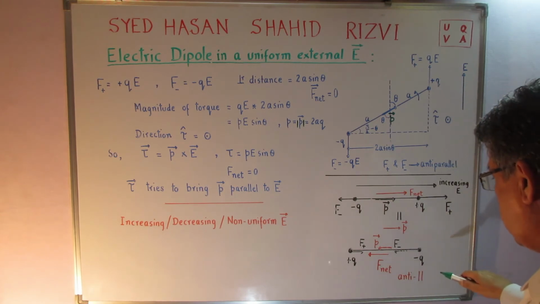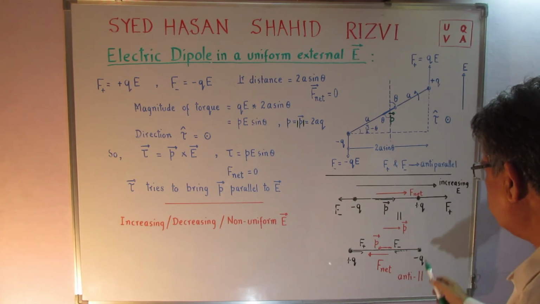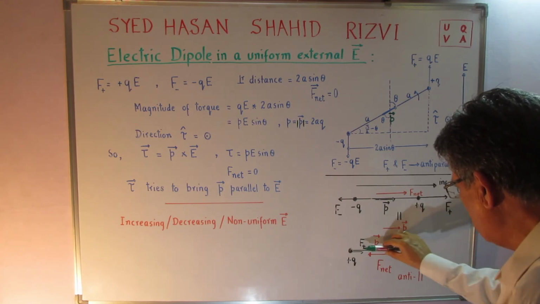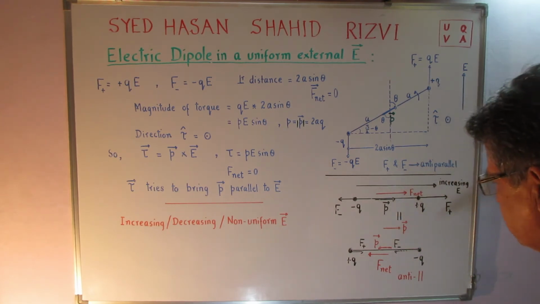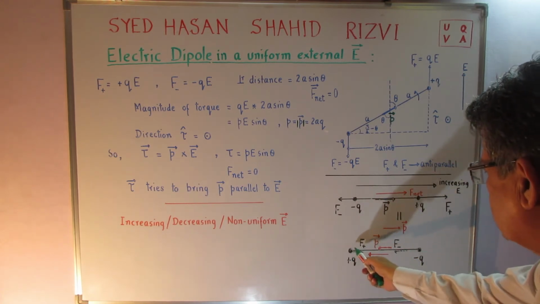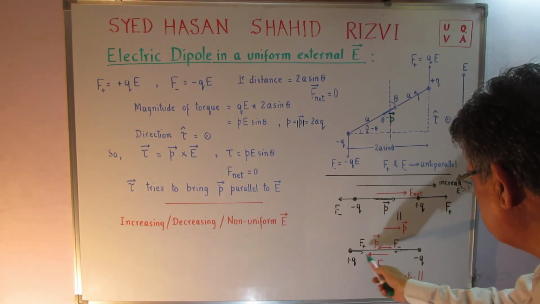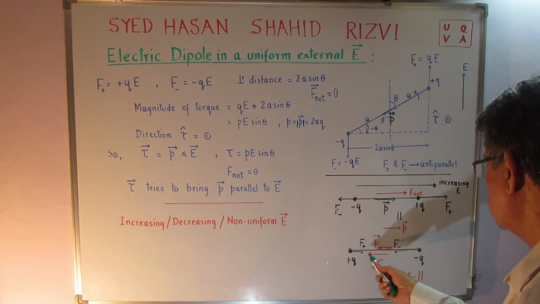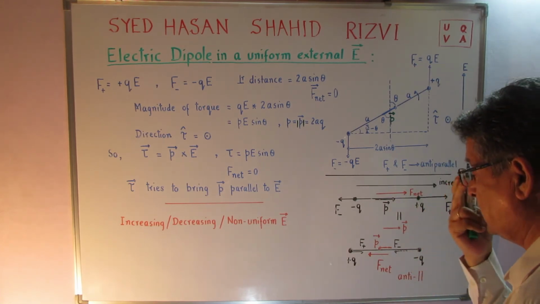But if I keep this dipole anti-parallel, that is the dipole moment vector is like this and the increasing electric field is like this, then in that case the force on the negative charge will be more compared to the force on the positive charge, and therefore the net force is anti-parallel. It is the same direction, but it is opposite to the electric field. Okay, so this is the case of increasing.